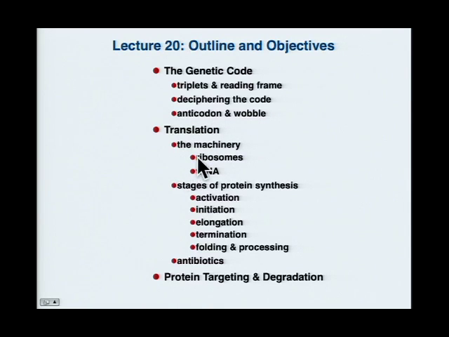After considering the code, we're going to look at the actual translation machinery. We all know that it's messenger RNA, tRNAs, and ribosomes coming together. We'll go through this process in a series of steps. Remember, we typically see initiation, elongation, and termination. But activation of the amino acids, or charging of the tRNAs, is important, and so are post-translational processing, folding, and localization of proteins.